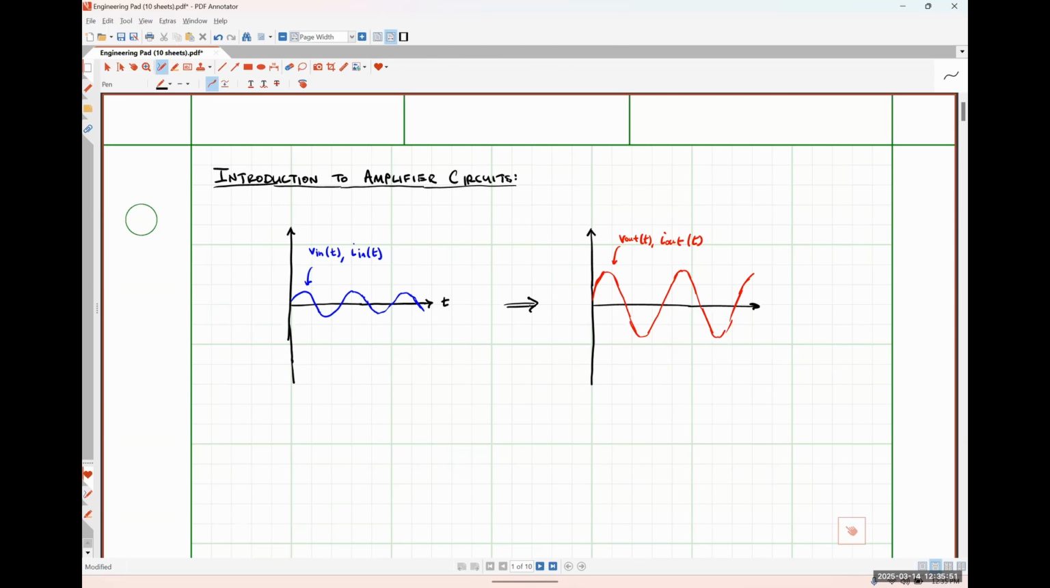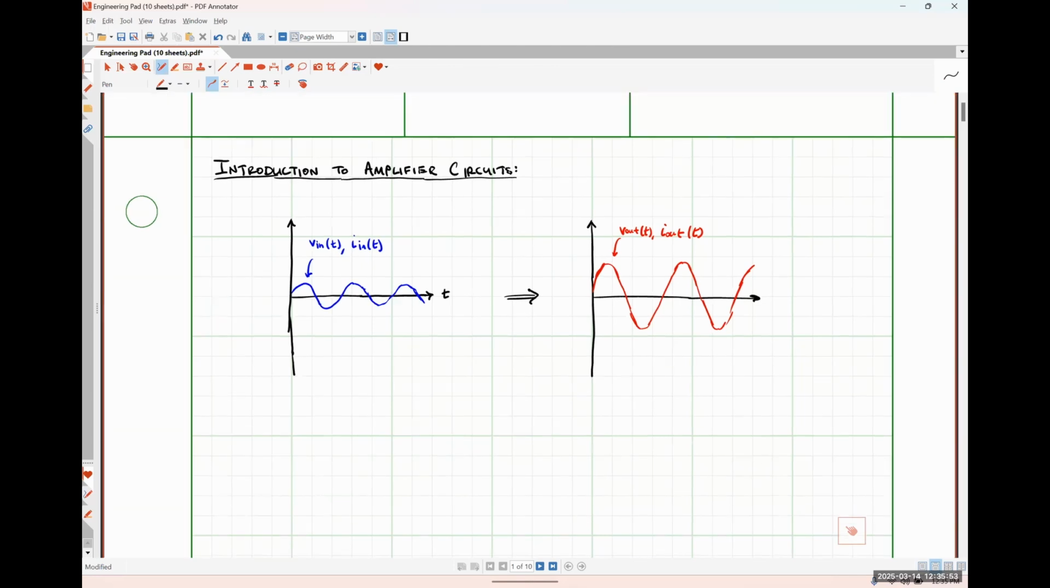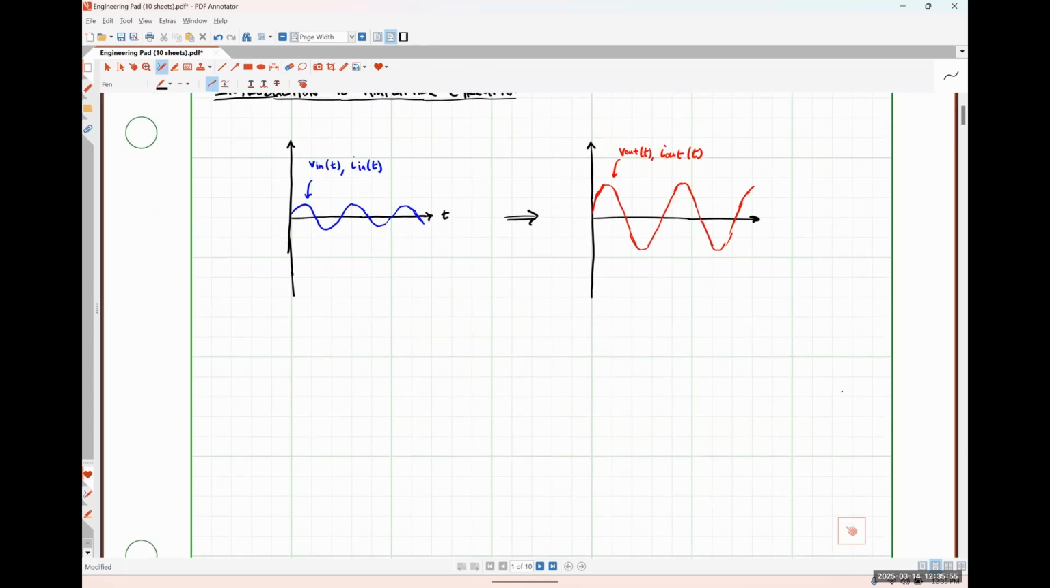So in order for us to essentially be able to scale some time varying input signal, we really have two options, okay? So our first option is some form of amplification. So over here on the left-hand side, I'm going to put amplifiers.